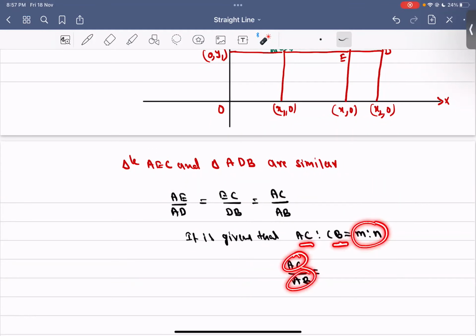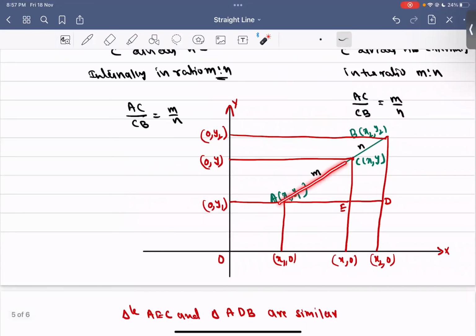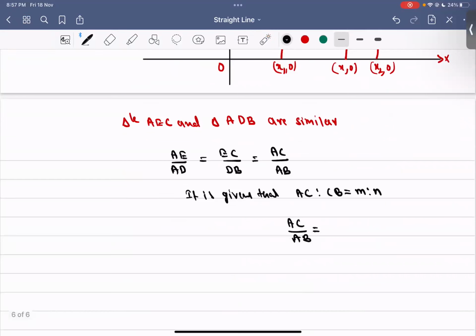Then AC is to AB is what? M by m plus n. Because AC is m parts, so AB will be m plus n parts. Yes or no? Therefore, that implies AC by AB is m by m plus n. Is the thing clear?